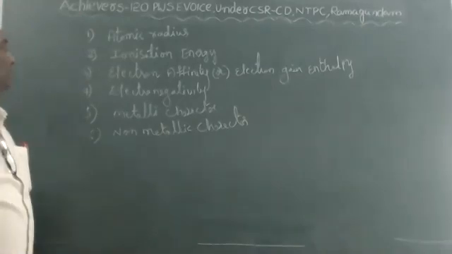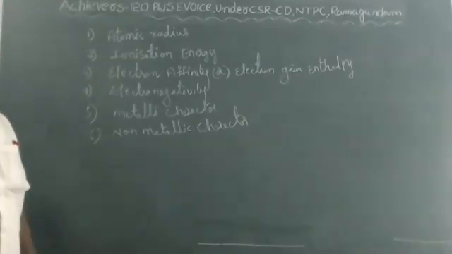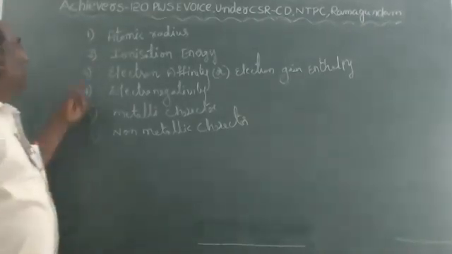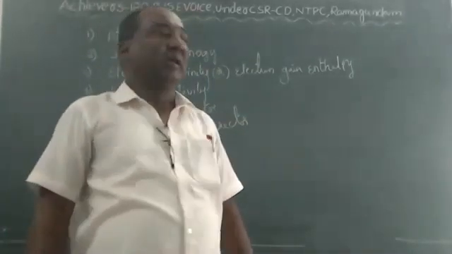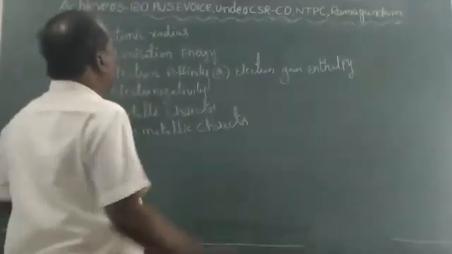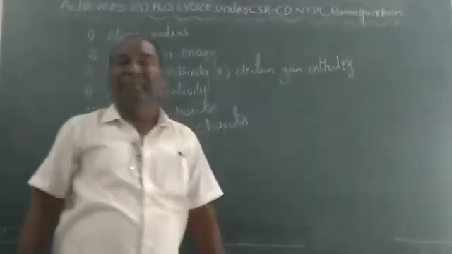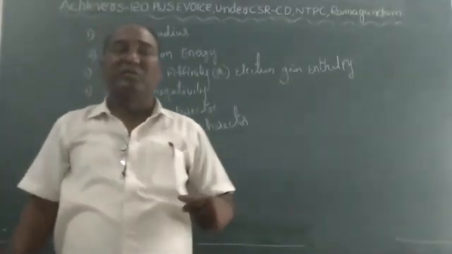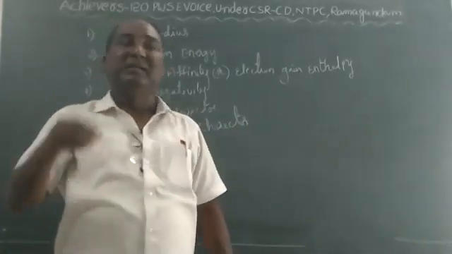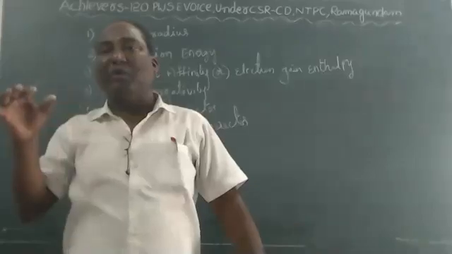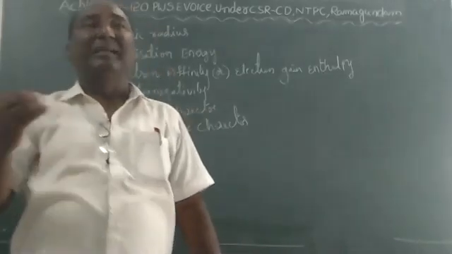This is today's topic, children. Very important topic here. So, first one, atomic radius. Atomic radius means the distance between the center of the nucleus to the outermost orbital. The distance between the center of the nucleus to the outermost orbital is called atomic radius.